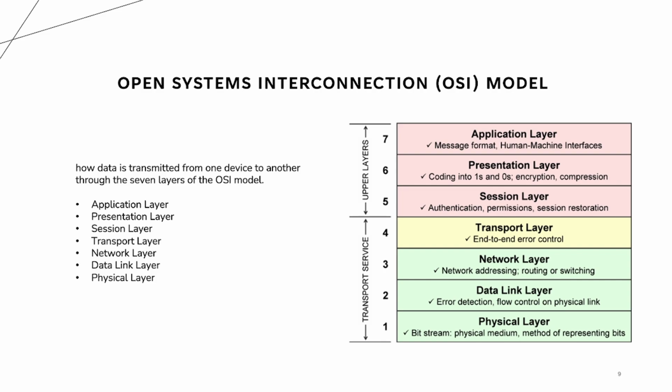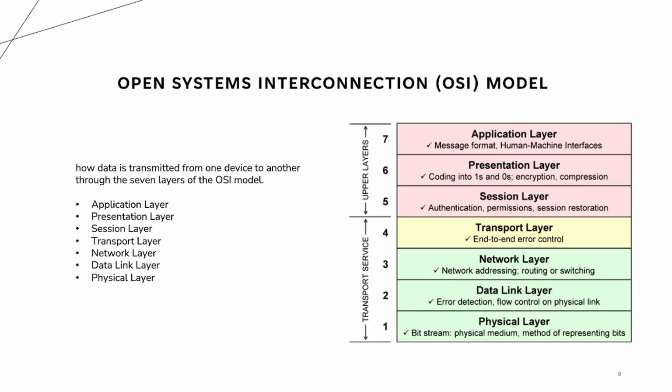Each layer has different responsibilities. Now we look at the responsibility of each layer. First, the physical layer. The physical layer handles raw data transmission over the physical media, using cables or wireless signals. Then the data link layer manages error detection, correction and media access control addressing.